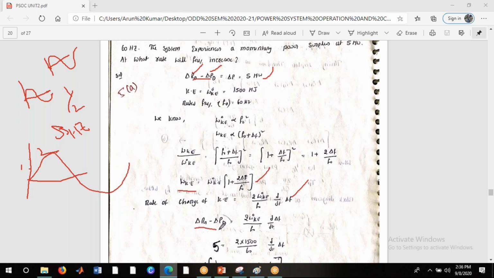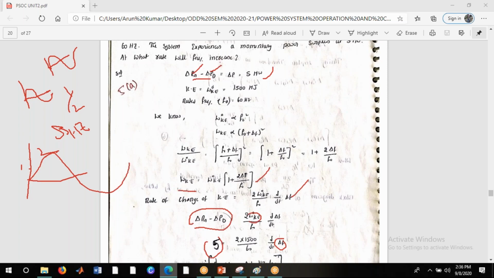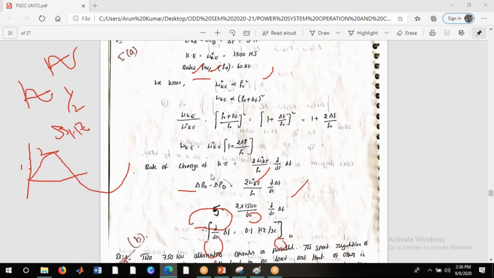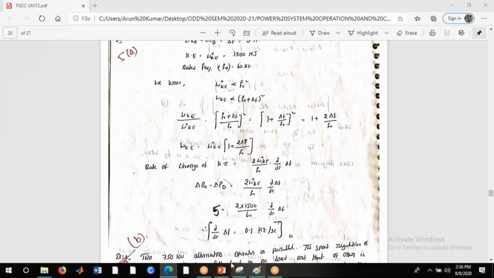And this is the rate of change of kinetic energy, and it is given by 5 and 2 into the kinetic energy at initial condition 1500 megajoules, and they gave the frequency, dF/dt, and we have to find out what is the value of ΔF, that is, at what rate the frequency will be increased. Now if you calculate this equation, then you will get this rate of frequency change. So some models will ask problems based on this.